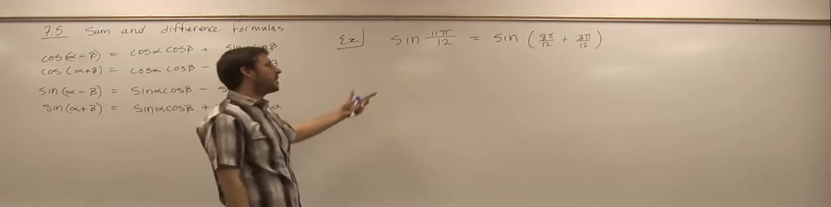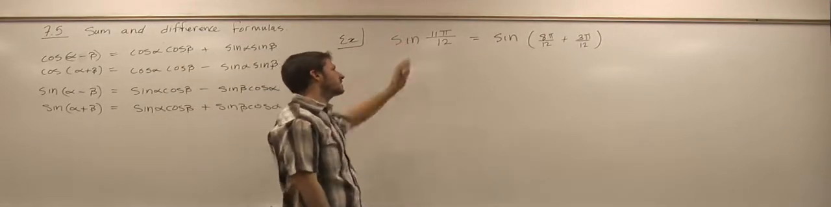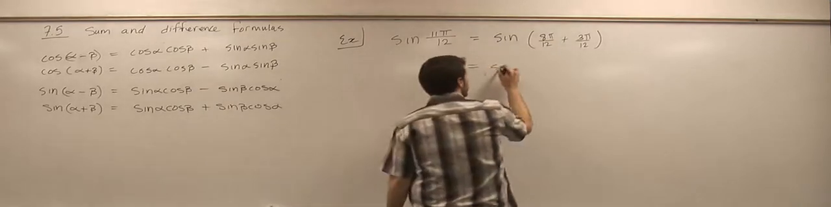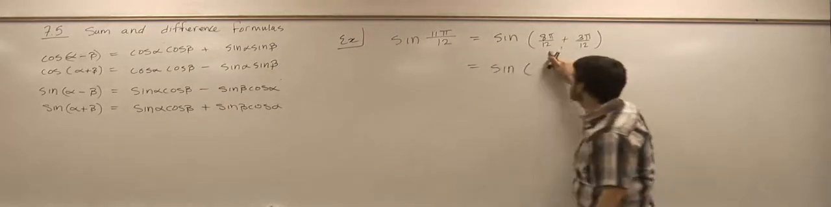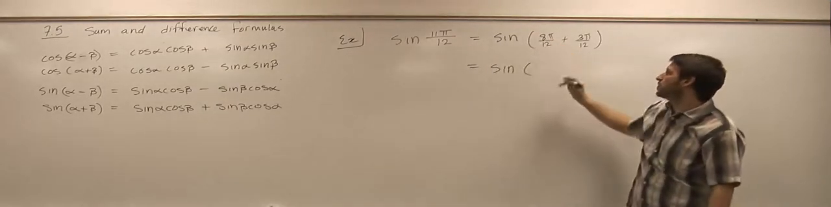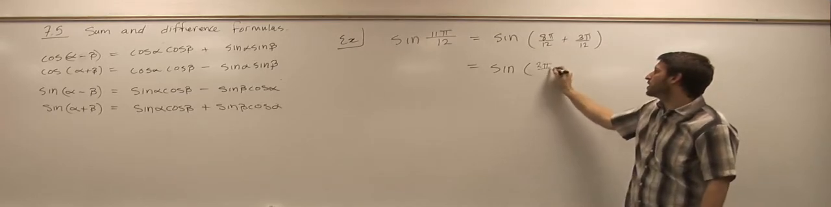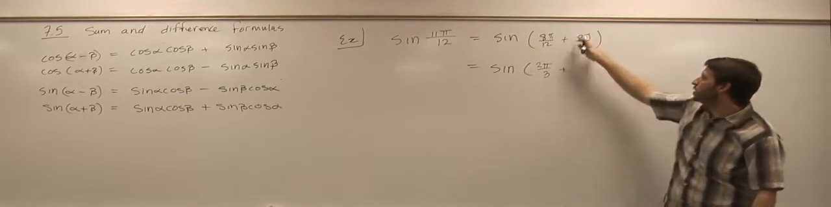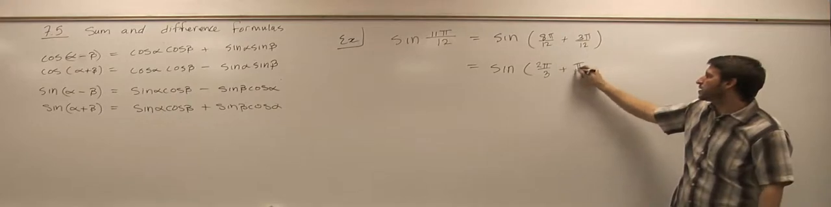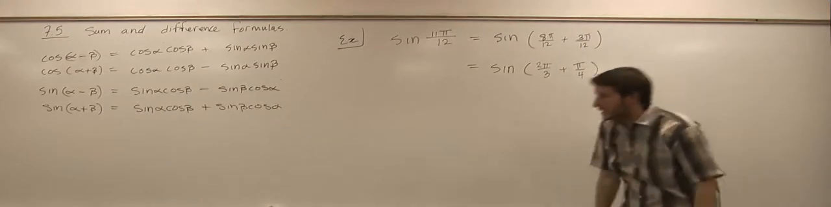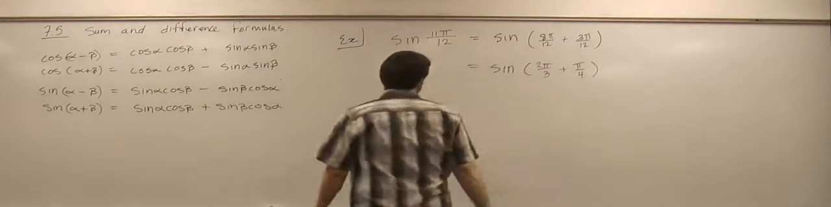This I like. 8 pi over 12 plus 3 pi over 12 is absolutely 11 pi over 12. But these also reduce. Right? 4 goes into both of these, making it 2 pi over 3. 3 goes into both of these, making it pi over 4. Now we're in special angle land.